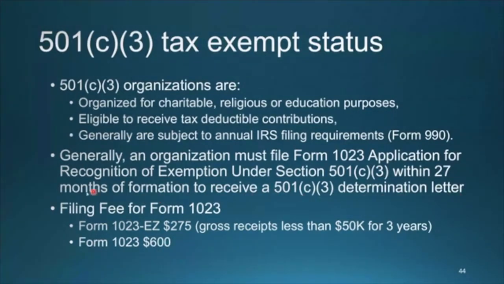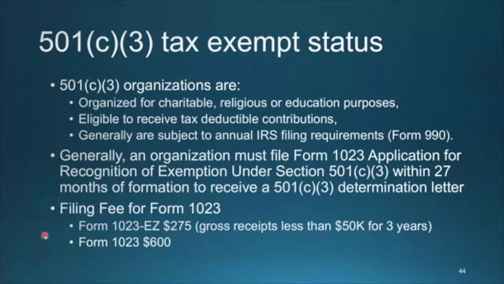So if you form a nonprofit organization, let's say you get together with some friends and you want to start a food pantry ministry in your community, which is unrelated to the church, it's going to be a standalone entity, then you will need to file a Form 1023 within 27 months of formation. Like I say, it's a pretty long form.